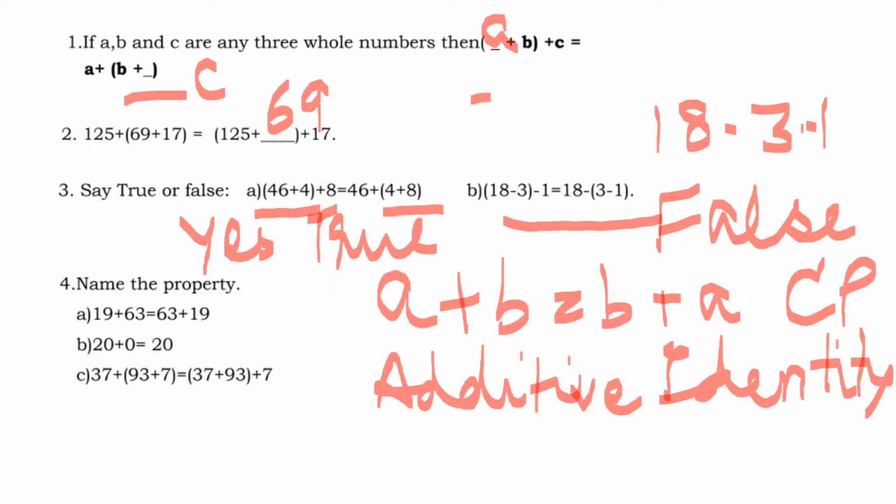Third one, it says three numbers are given to you and they are being associative. Thus, this is the associative property.